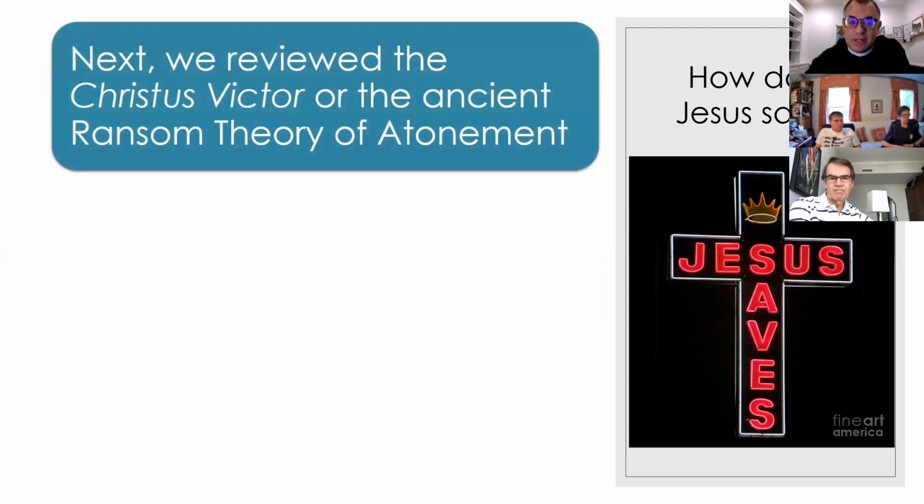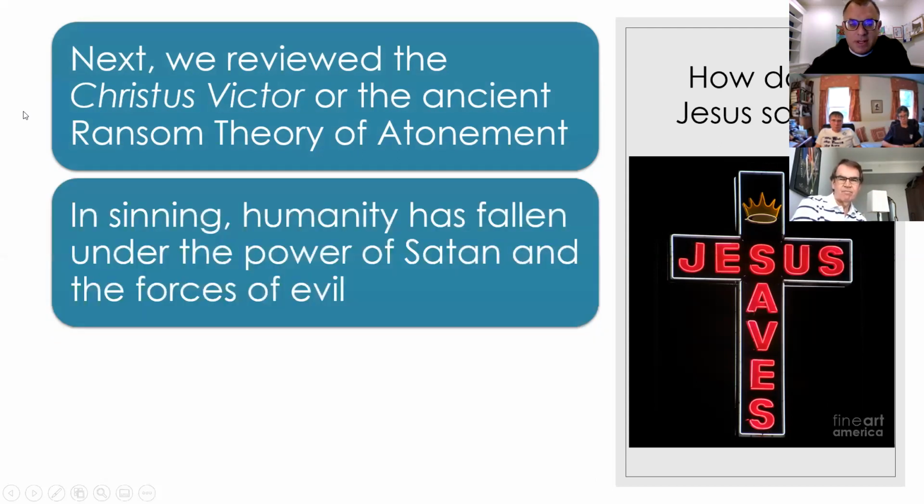Next, we reviewed the Christus Victor theory. And the Christus Victor theory came from the ancient ransom theory of atonement. The idea here was that in sinning, humanity has fallen under the power of Satan and the forces of evil. So when we break the rules, then we lose our place with God, and instead are counted with, well, the lesser forces of evil and with Satan.